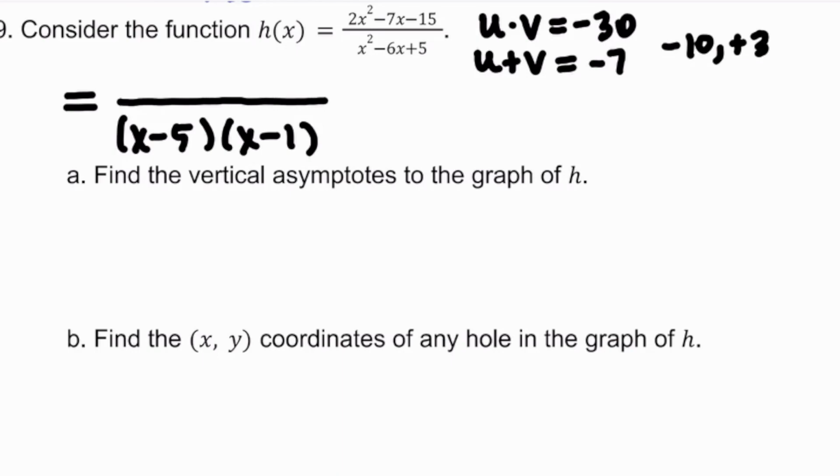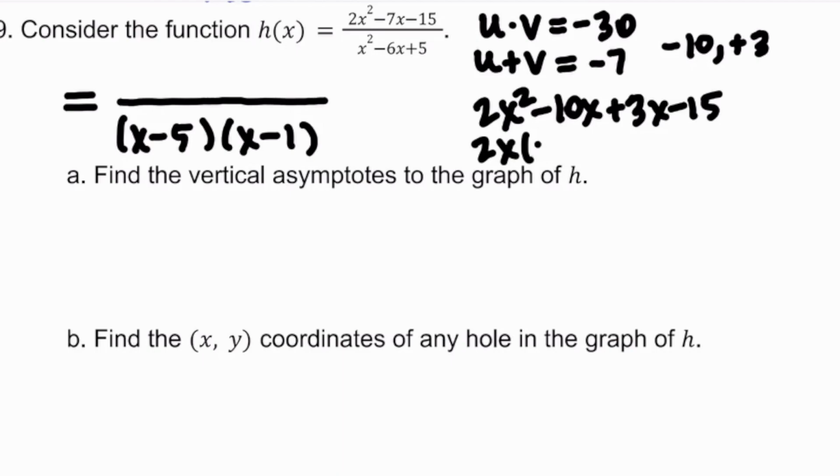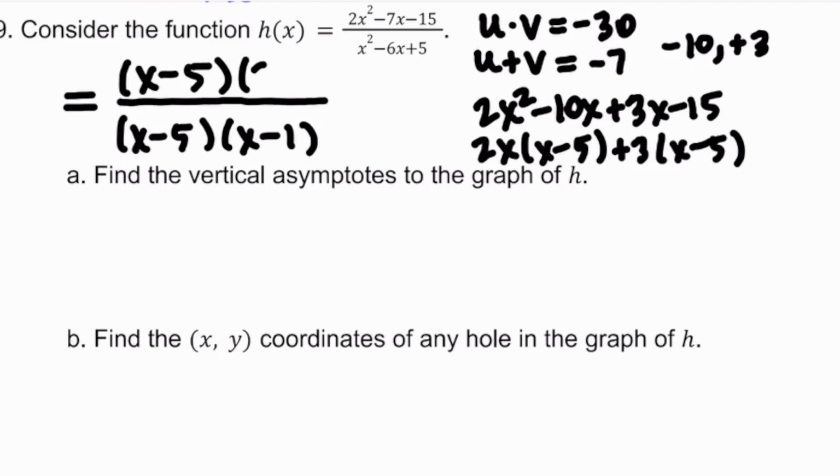So I'm going to actually do this factoring work off to the side. 2x squared minus 10x plus 3x minus 15. I factor out the 2x, I get an x minus 5, plus 3 times x minus 5. Then I factor out the x minus 5s, and I'm left with a 2x and a +3. Now I see that common factor of x minus 5 on top and bottom, so I'm going to cancel that off.